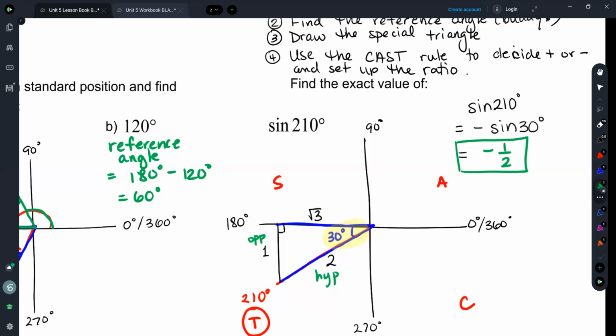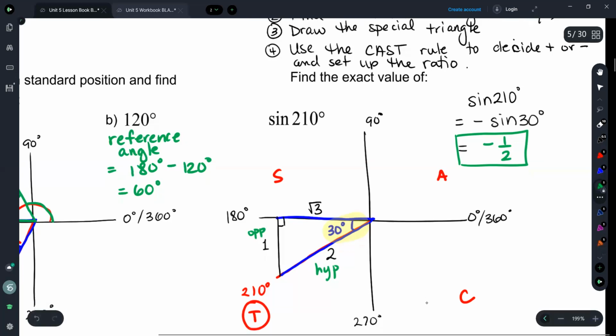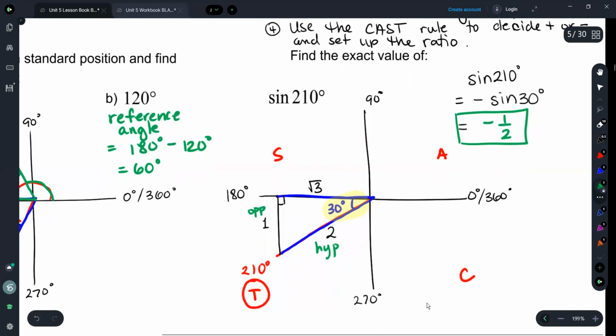That's because 210 has a reference angle of 30, but it's in a different quadrant, right? So it's negative and positive in some quadrants, depending on what quadrant you're in, right? But 210 has a reference angle of 30, so that's why we can use that special triangle still.